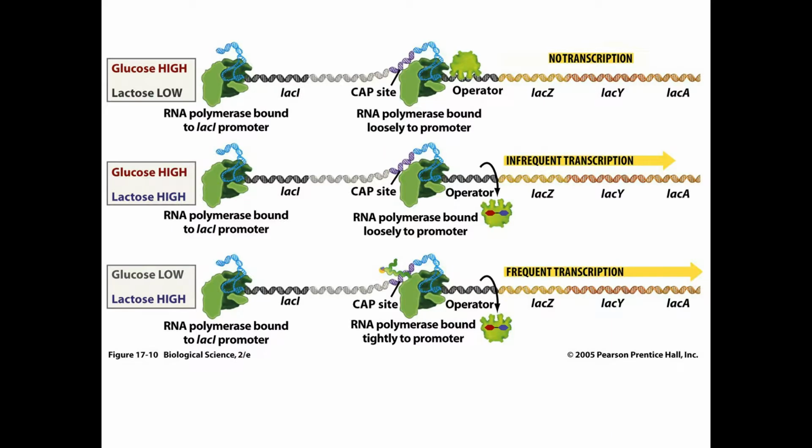All right, so what happens when you have other sugars present? Because lactose isn't the only sugar certain bacterial cells can use. One of the more readily available and usable substrates would be glucose.